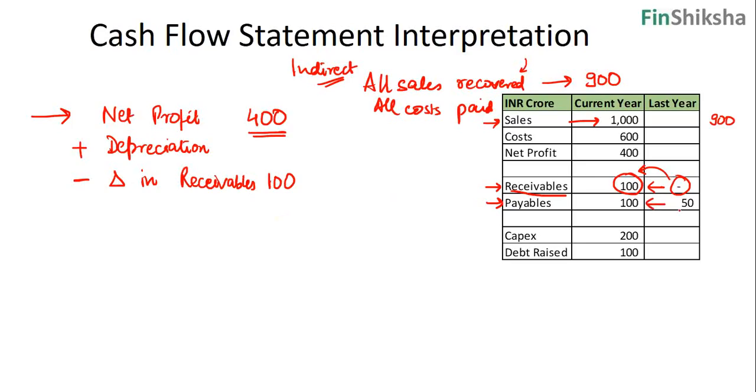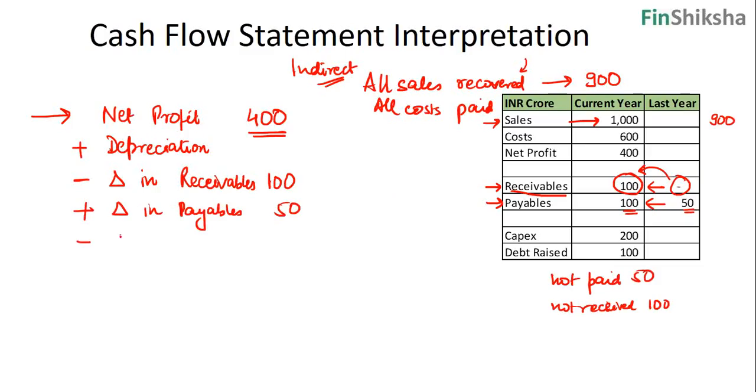Interestingly, payables have also gone up. So last year the number was 50. This year it has become 100, which means you have not paid 50. Right? I can write it here, not received 100 and not paid 50. If you have not paid 50, it should be in your pocket. So you add that. Change in payables, that's an added number, that's 50, right? You adjust this, and in fact what you do is you subtract any change in current assets. Receivable is a current asset, and you add any change in current liability. Payable is a kind of current liability.